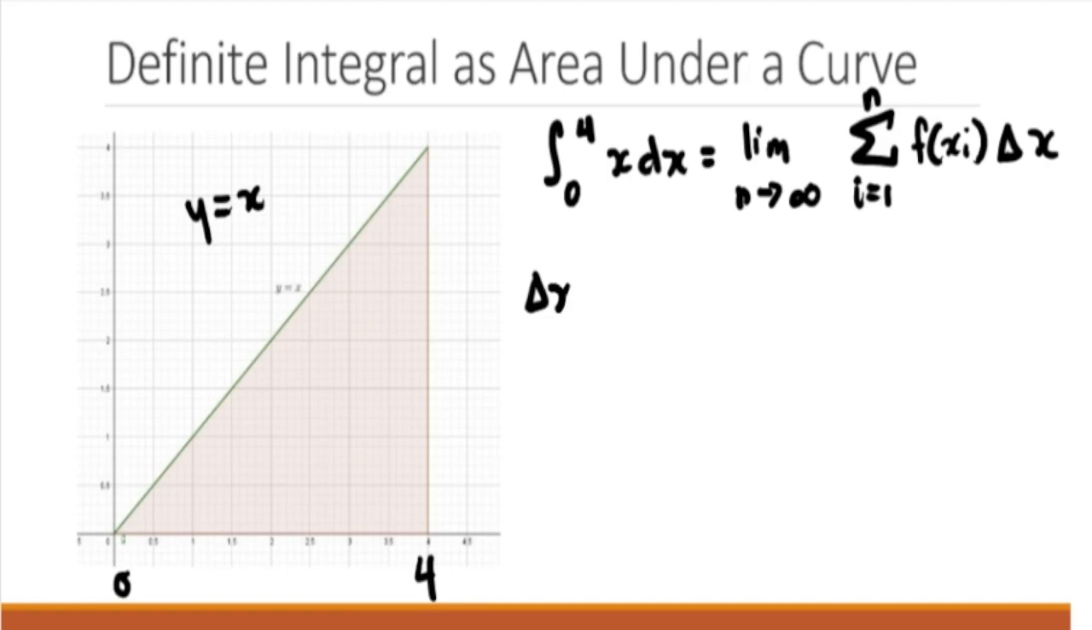Delta x, this is how far or how wide the rectangles are. Ibig sabihin, itong entire interval na to divided by the number of rectangles. So that would give us 4 minus 0 over n or 4 over n.